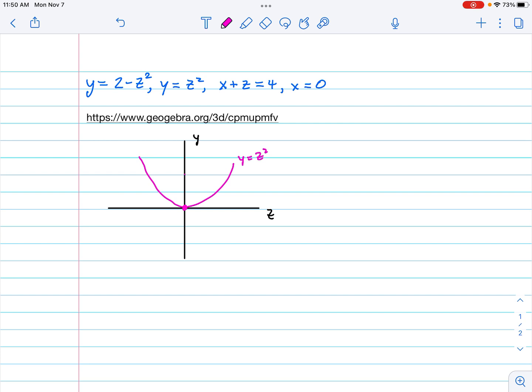And then up here, we've got y equals 2 minus z squared, and that's what this is. And up here, of course, that's 2. So this is like an upside down parabola. We're more familiar with graphing y equals x squared and y equals 2 minus x squared, but changing your orientation a little bit, this is what we have. So when x is 0, this is what we're looking at. This is the zy plane here.